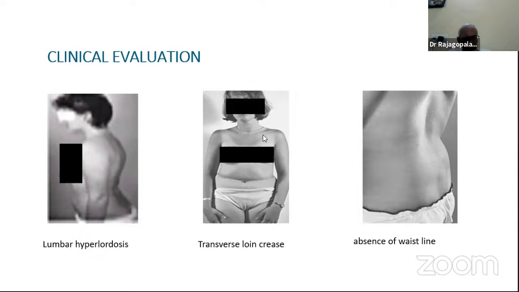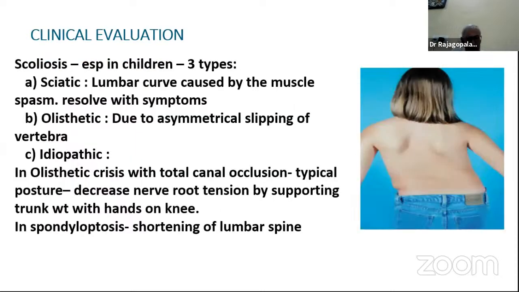Now, to see this patient, they're called lordosis again from the book. The lordosis is very, very clear here. And there is this transverse loin increase. And here you can see there is no baseline. You can't make out any baseline, but you can see a transverse loin increase. So these are the things clearly seen in the inspection.